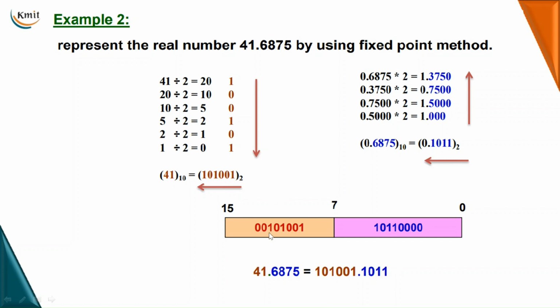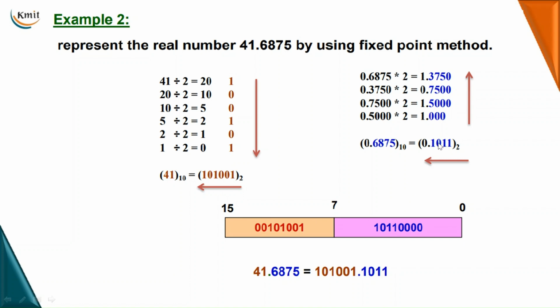So together we combine. I am representing this number in an 8-bit format, so 8 bits for the integer part and 8 bits for the fractional part. Since I have only 6 bits here, I am adding zeros. So it becomes 00101001, the binary equivalent of the integer part.